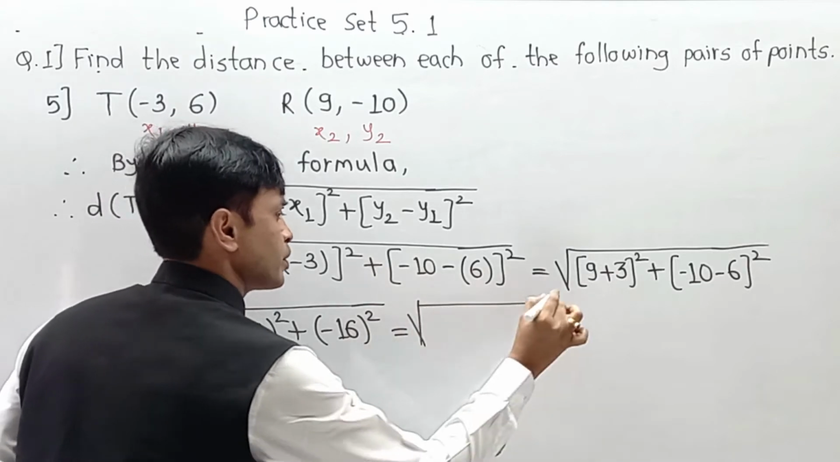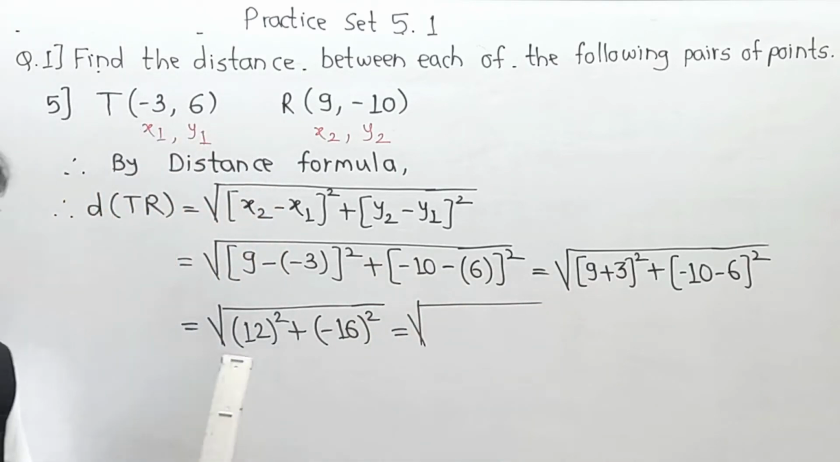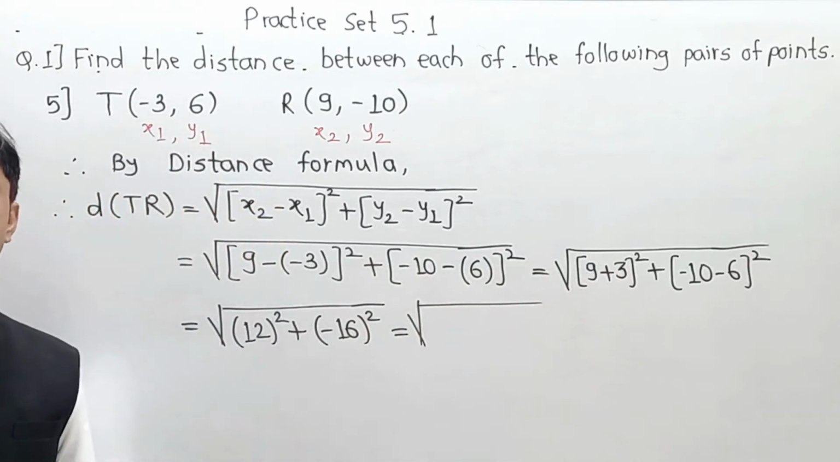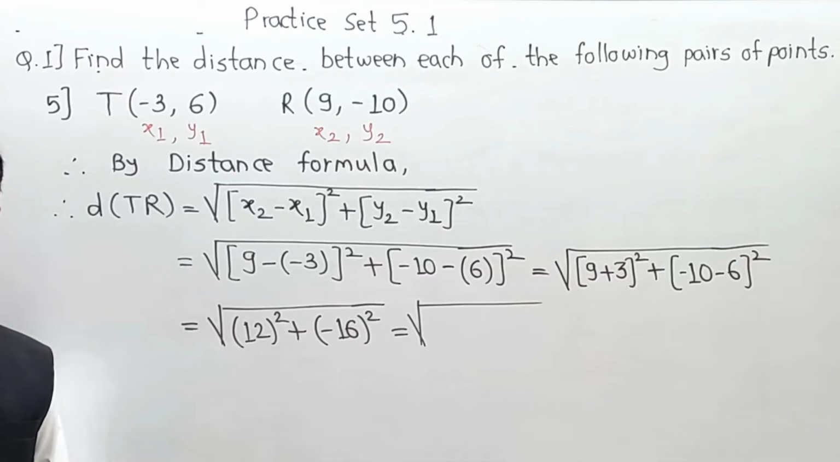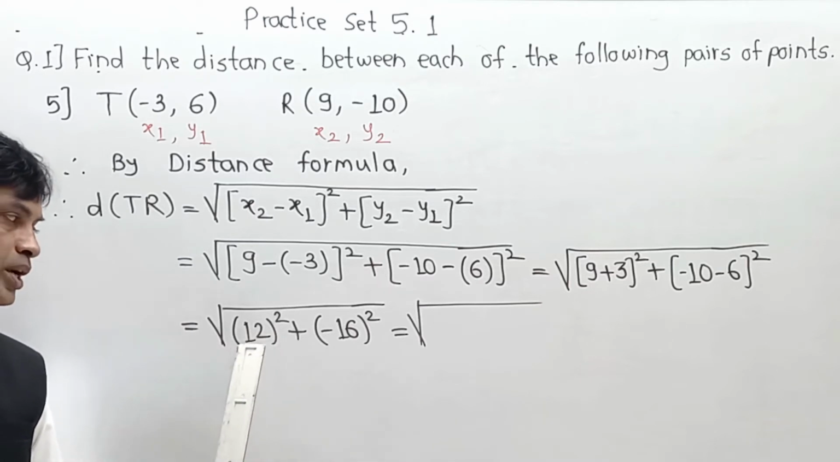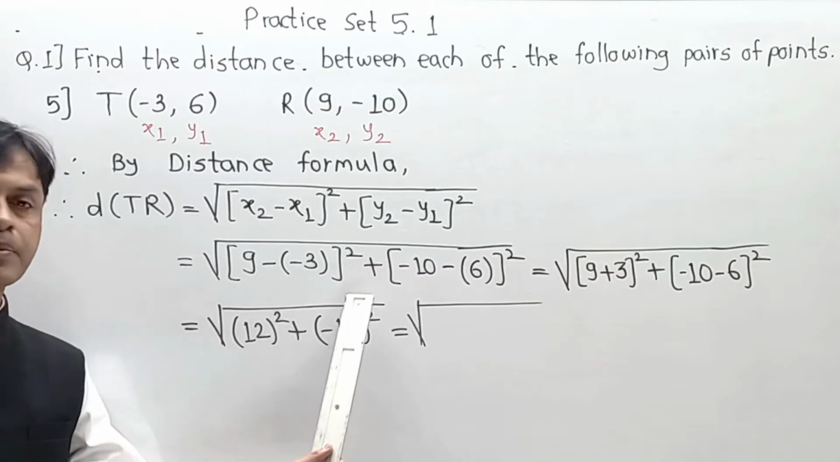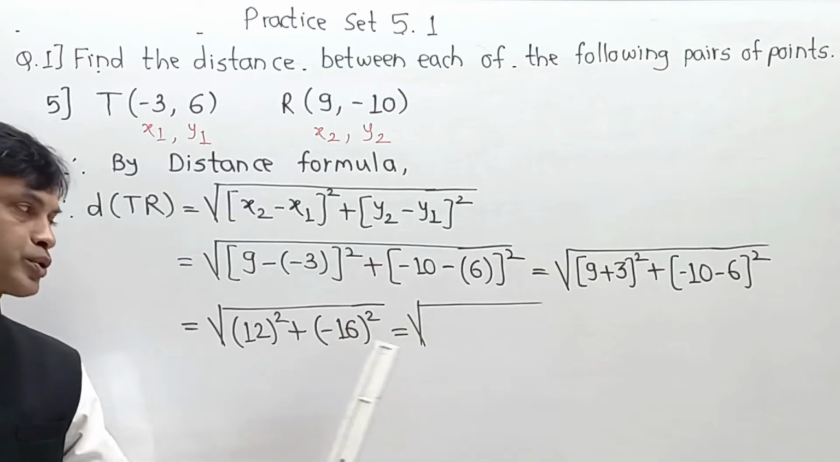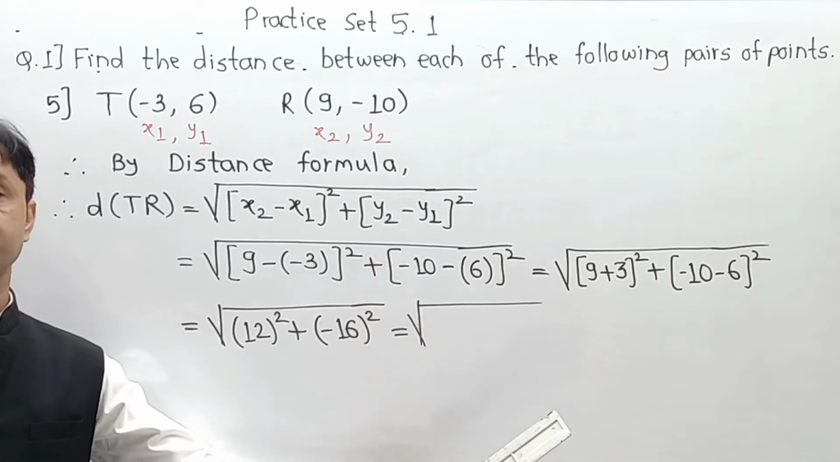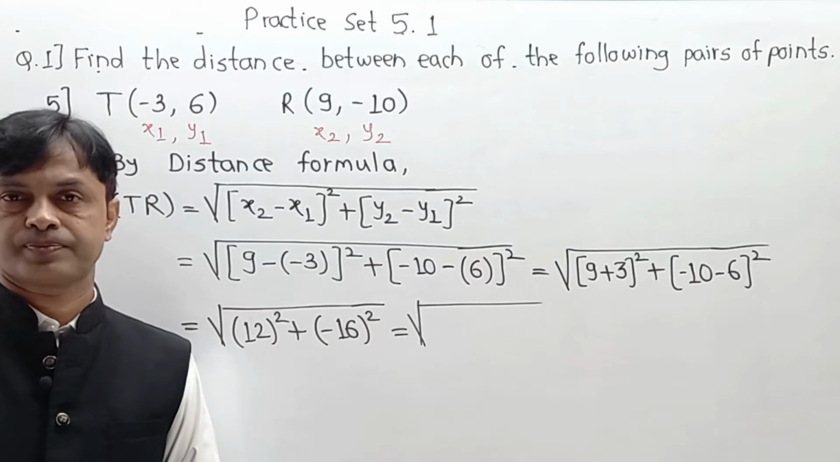And now we are going to start its simplification. Remember student, such numbers always arise in your calculation. So please learn by heart your squares from 1 to 30. It is always required in such calculations. Also it is helpful for the Pythagoras theorem when you add the squares of two sides to get the hypotenuse square. So here we do 12 square plus minus 16 square. Definitely 12 square is positive and minus 16 square is also positive.